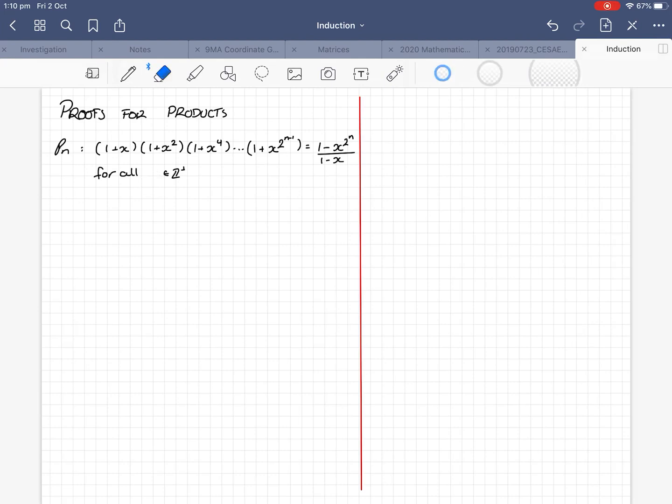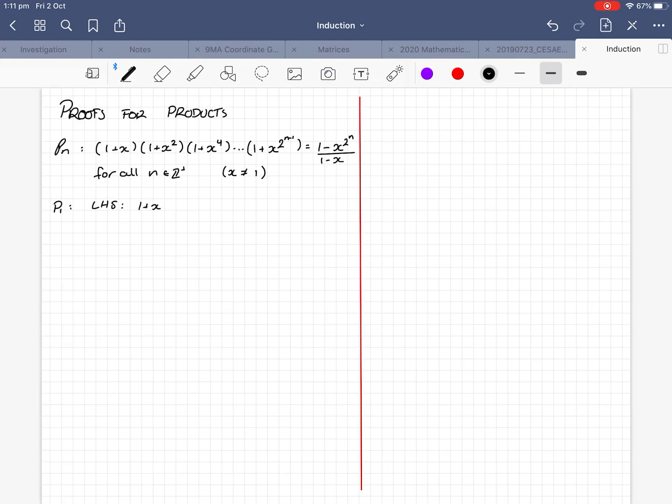Let's fix that up. And one other condition that we have on here is that x is not equal to the number 1. We have that condition because if x is equal to 1, then we do have a problem with the fraction here. Let's get into it. So P1. Because this is an equation, we're not talking about an expression. We're going to look at the left and right hand sides. So when n is equal to 1, we have 1 + x.